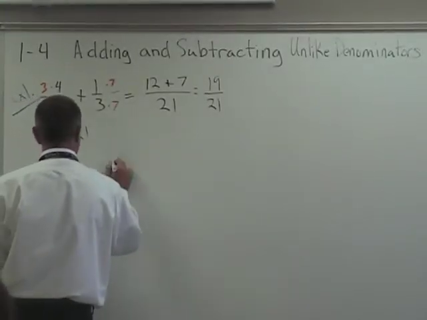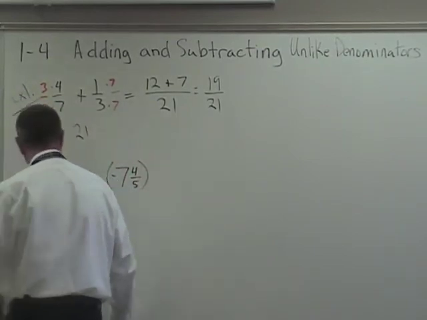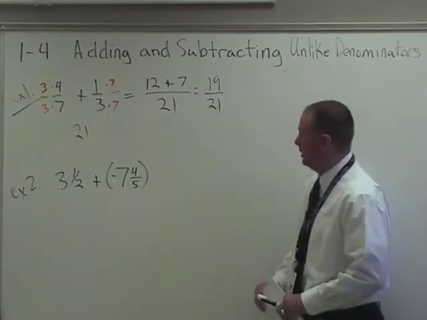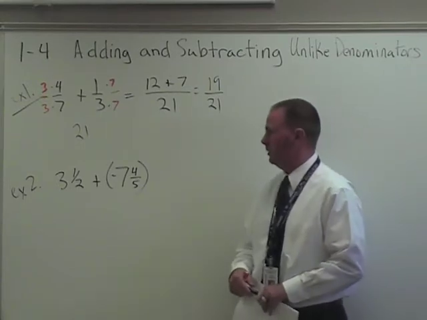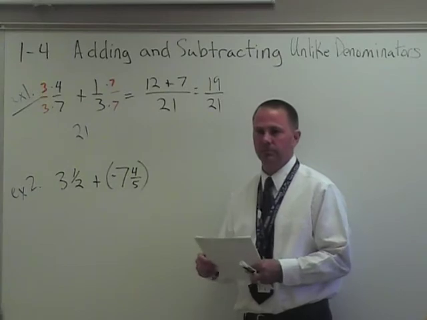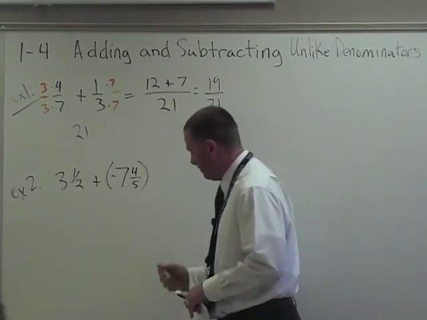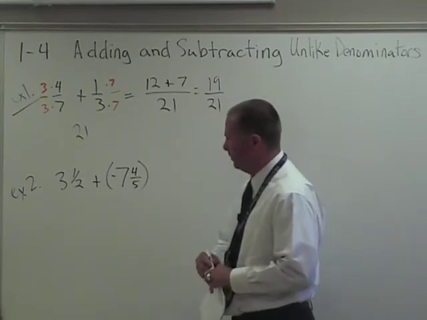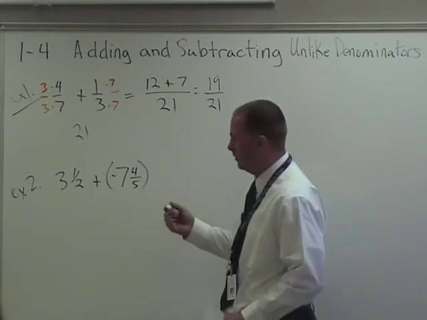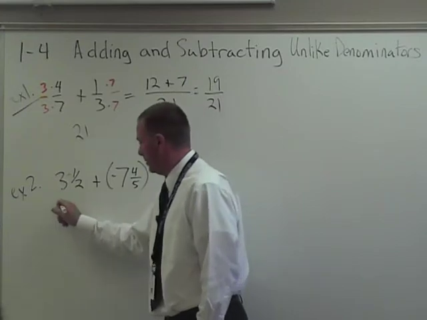3 1/2 plus negative 7 and 4/5. What is the first thing that we should do? Brayden. Change into improper fractions. What happens when I do that? What do I get? The first one. Give me the first one. 7/2. 2 times 3 is 6, plus 1 is 7/2. Good.